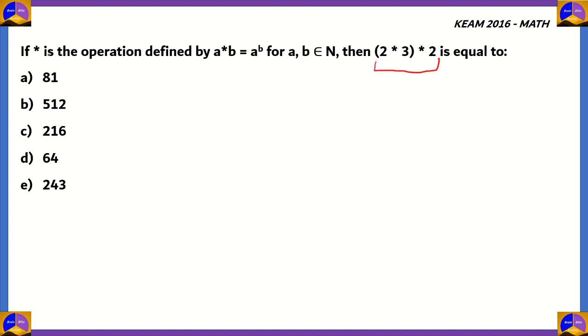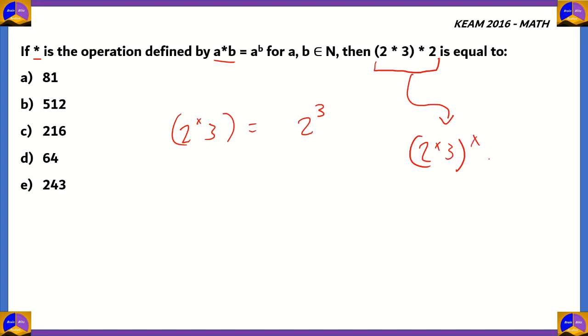So what do we know? We know that when a is starred with b, then the value is equal to a raised to b. So that means 2 star 3 will be equal to 2 to the power of 3, that is 2 cubed. Now, in this particular question, we have 2 star 3, and the result of that operation is starred with 2. So essentially what we're going to do here is write 2 cube inside the bracket and then starred with 2.